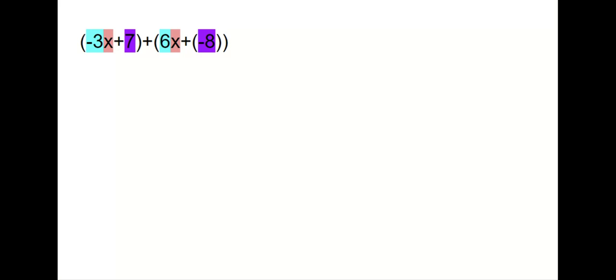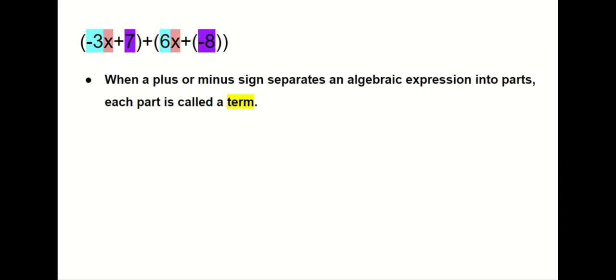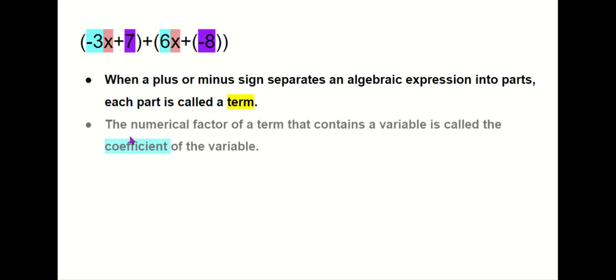So negative 3x plus 7 plus 6x plus a negative 8. And so the first vocabulary word is a term. Remember, each part is called a term when a plus or minus sign separates the algebraic expression into parts. So each part, these are each terms that are being separated by the plus sign. The numerical factor of a term that contains a variable is called the coefficient of the variable. Remember, this number in front of the variable is the coefficient.